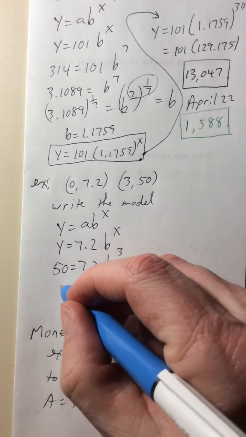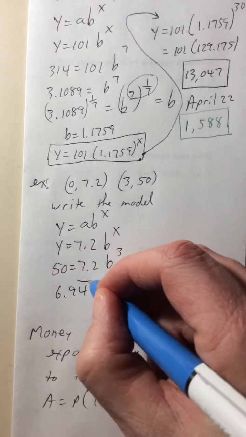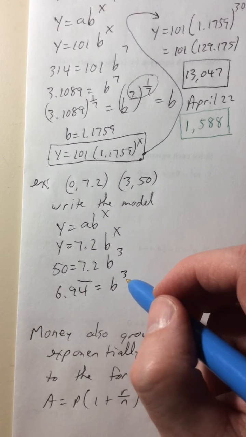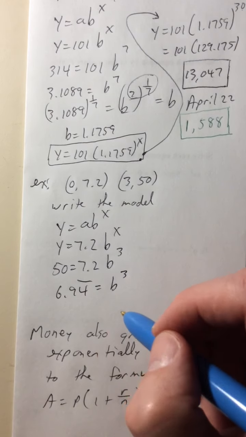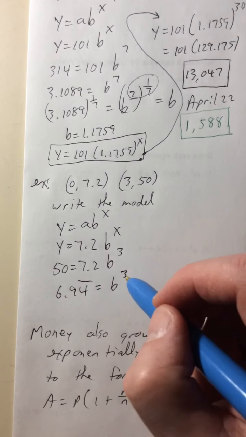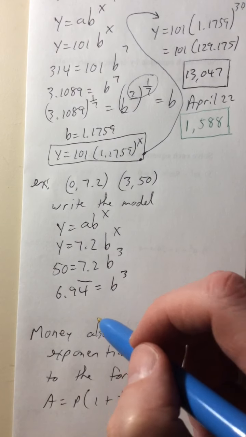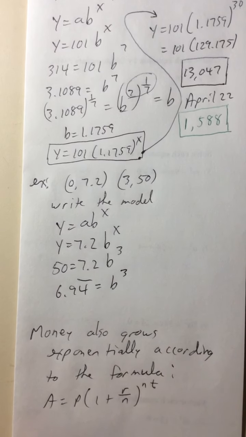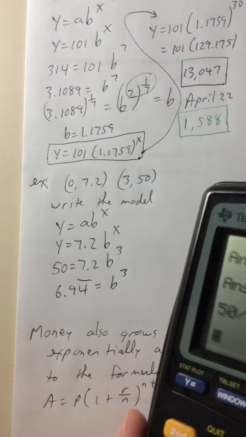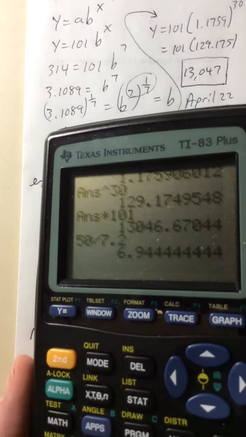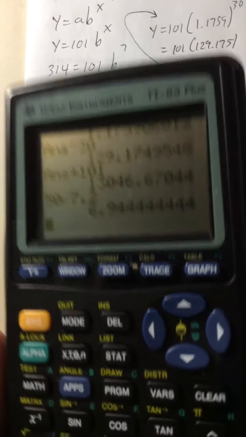So we now know that 6.94 repeating equals b cubed. But of course, we're not interested in b cubed. We just want b. So that means we need to cube root both sides. And the way I'm going to cube root is I'm going to raise this to the 1/3 power, right? Cube root, 1/3 power. Fourth root, 1/4 power. Square root, 1/2 power. So I'm literally going to do that right now, right? So I got 6.94 repeating. There it is, 6.94 repeating. And my little cursor's down there.